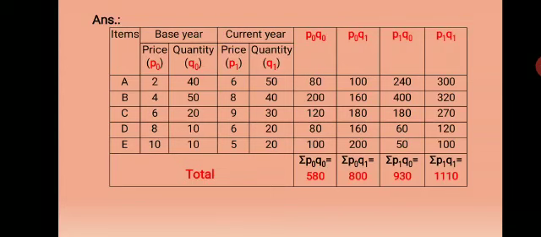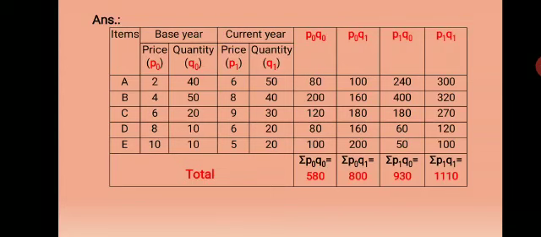Then according to Fisher's quantity index number formula, we need to calculate P0 into Q0, then P0 into Q1, then P1 into Q0, and lastly P1 into Q1. Now first we will calculate P0 into Q0. That is 2 into 40 is 80.